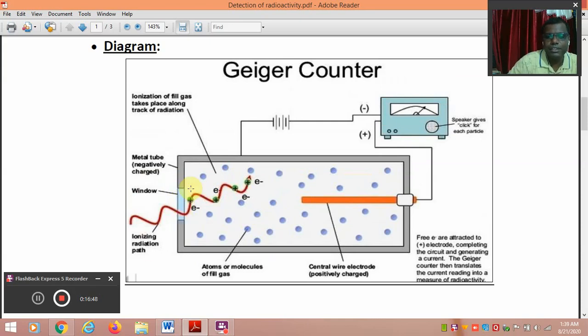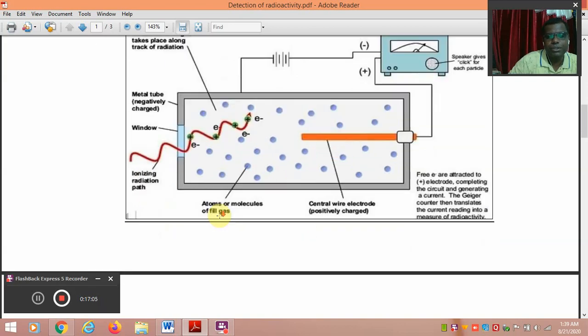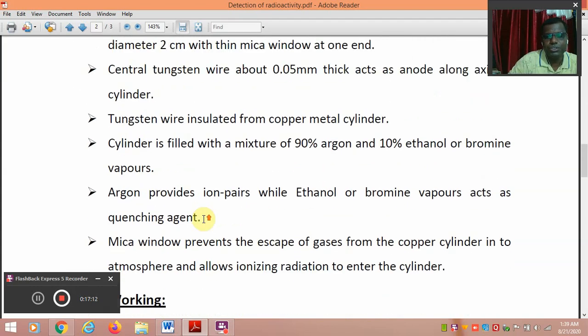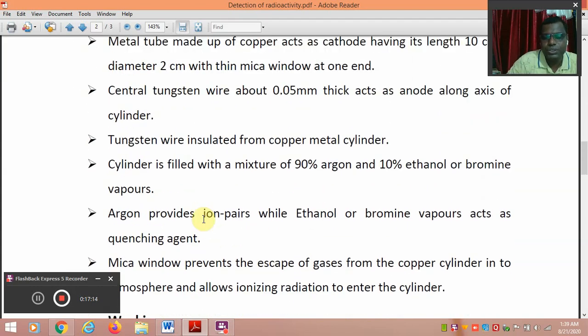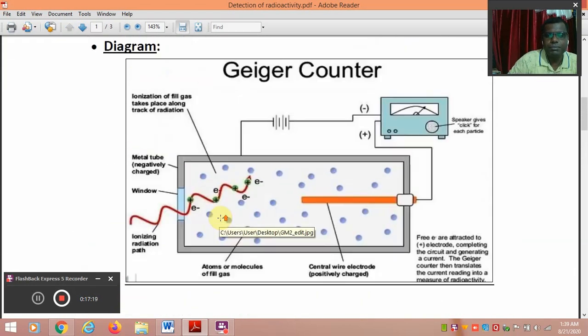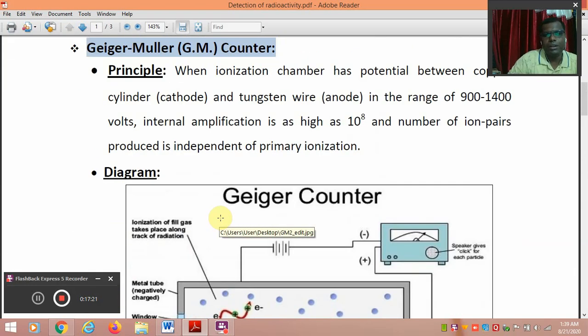In the same way, this Mica window, which is present at one end of this tube, allows the entry of only ionizing radiation into the tube, but it does not allow the escape of these molecules of gas out of this copper cylinder or the metal tube. So that was regarding the construction of this GM counter, which is one of the devices used to detect the radiations or the particles emitted by a radio element, and how these are measured.